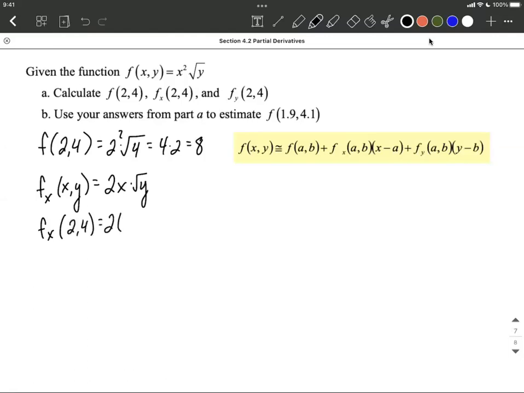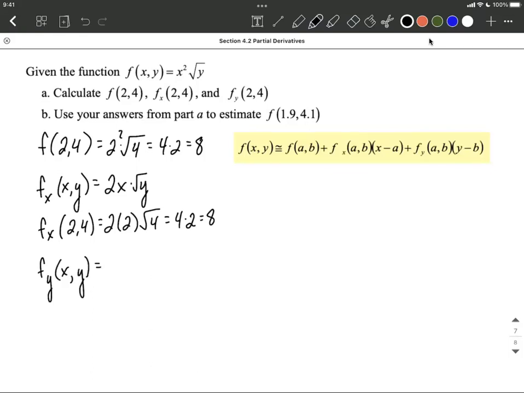So that means we're going to replace the x with a 2 and the y with a 4. Well, this works out to be 2 times 2 makes 4, multiplied by the square root of 4, which is 2. 4 times 2 also happens to work out to be 8. Next, the partial derivative with respect to y.